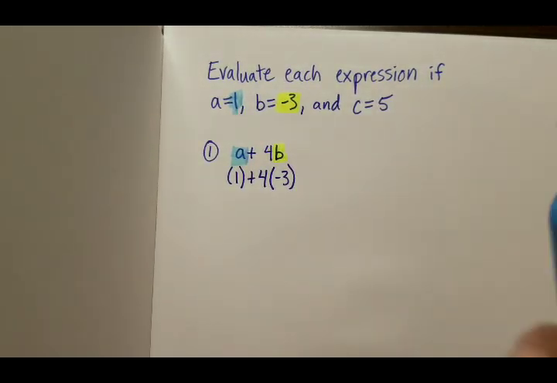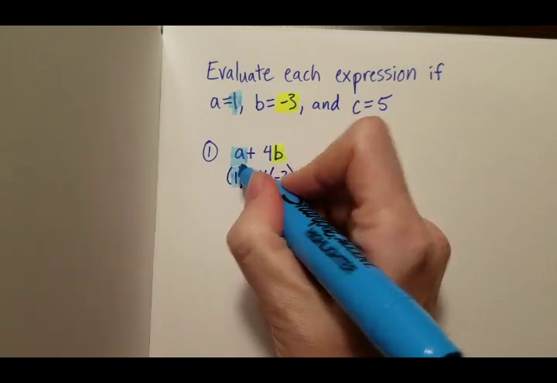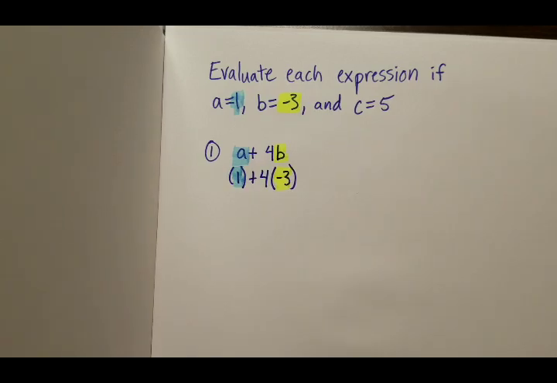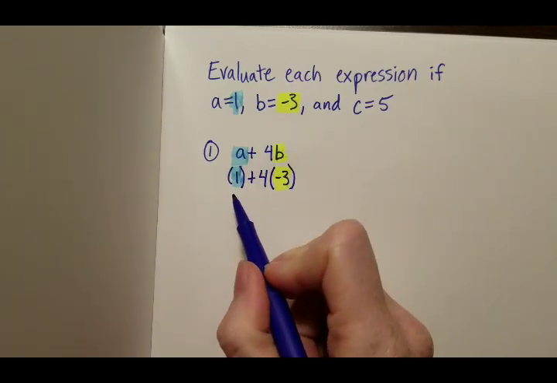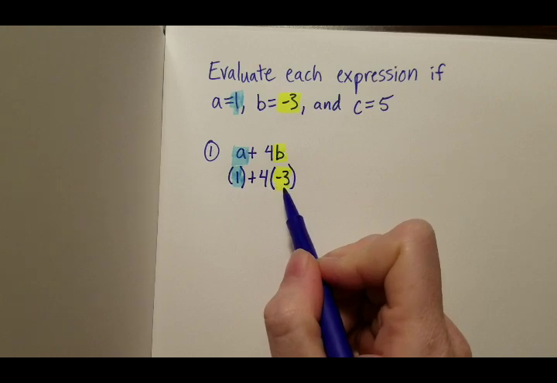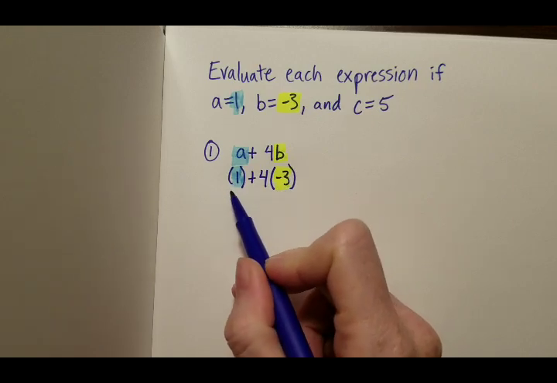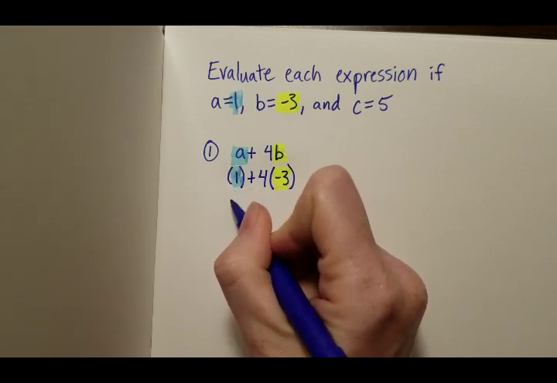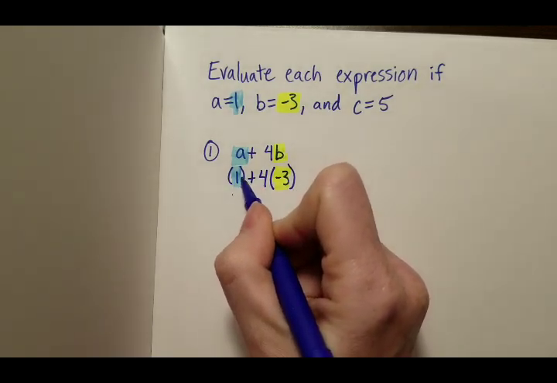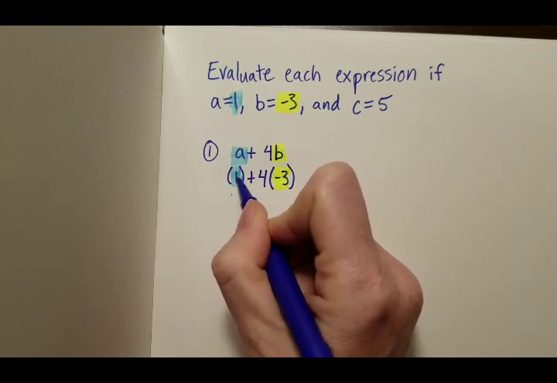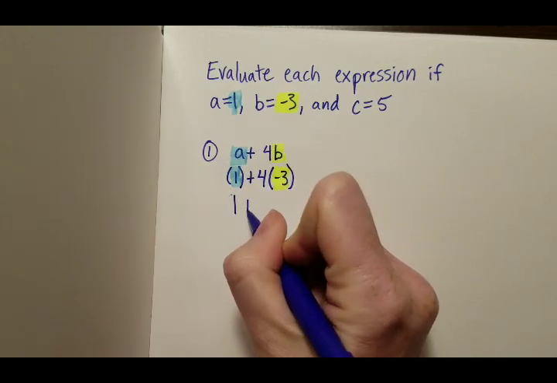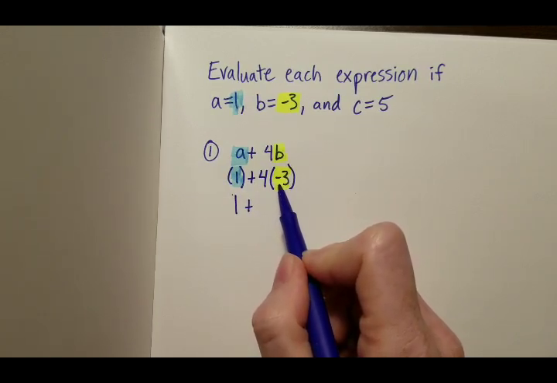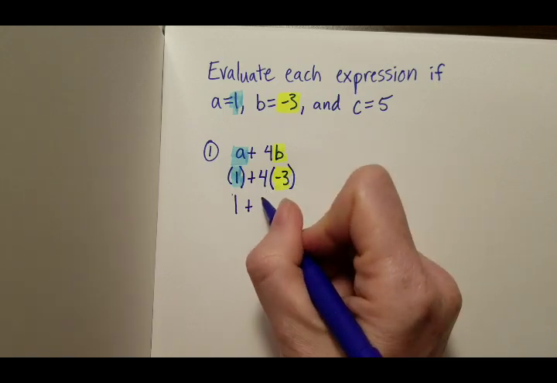Okay, so now that those things have been substituted, we're going to use order of operations to evaluate the expression. So we have 1 plus 4 times -3. So using our order of operations, we need to do this multiplication before we do the addition. So we're going to keep 1. You can actually take it out of parentheses at this point because the parentheses aren't changing anything for us here. And here we have the problem 4 times -3. 4 times -3 gives us -12.